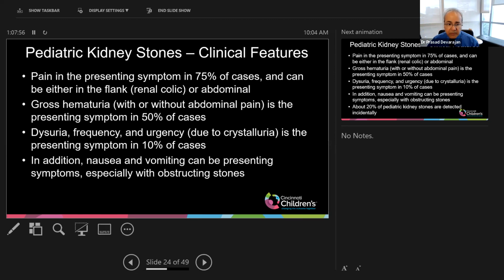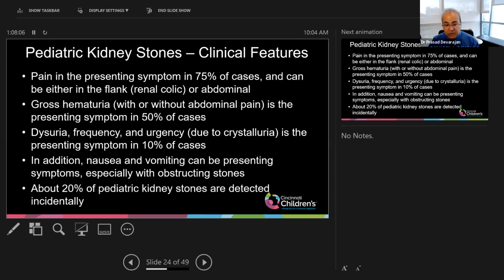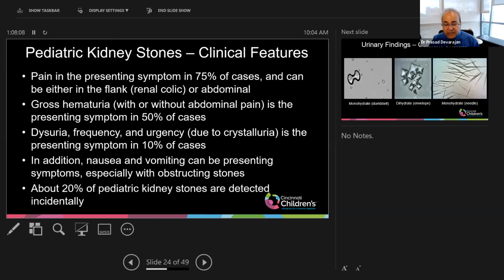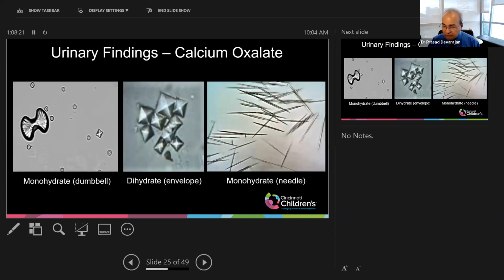Nausea and vomiting can be present if the stones are obstructing. Again, typical adult renal colic is flank pain, nausea, vomiting. Doesn't happen in kids unless the stone is really obstructed. And about 20% of pediatric kidney stones are detected incidentally. There could be a sports injury, and there might be some microhematuria. We do an X-ray or an ultrasound, and we see kidney stones. So the importance of looking at the urine cannot be overestimated.